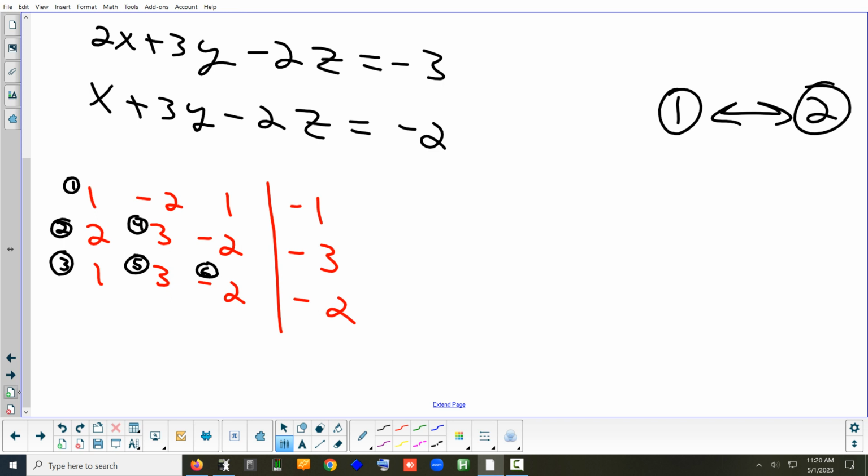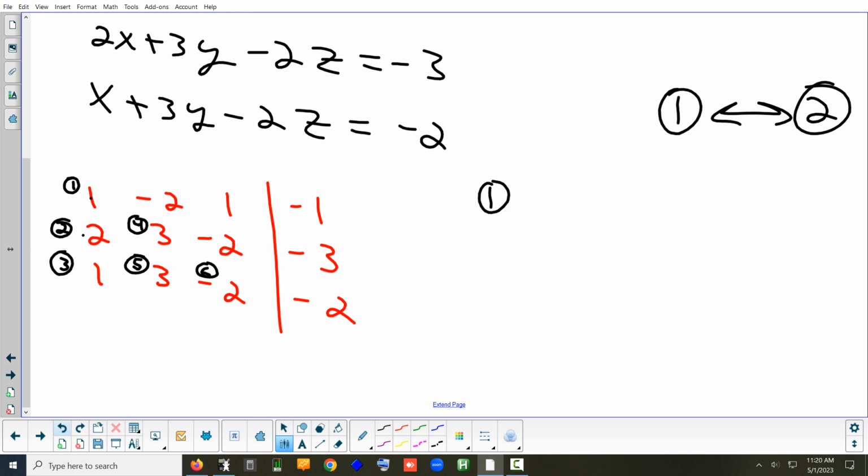So I want to think about what I would have to add to this number to turn it into a 0. So what would you have to add to 2 to make it a 0? You'd have to add -2. So we're going to add the top row to the middle row. But we're going to have to multiply the top row by something first. What would I multiply the top row by and then add it to the second row so it makes that a 0? -2. So I'm going to show you how we write that down.